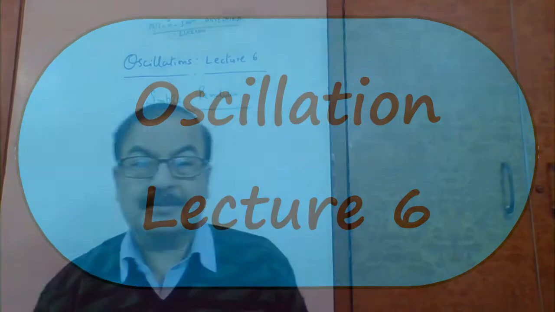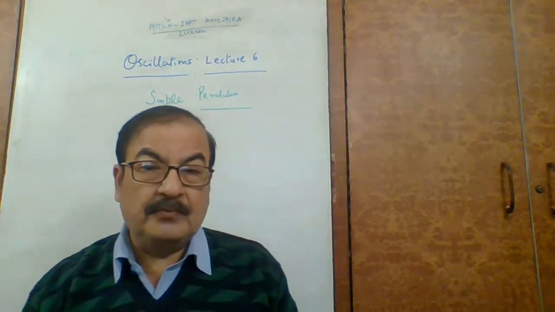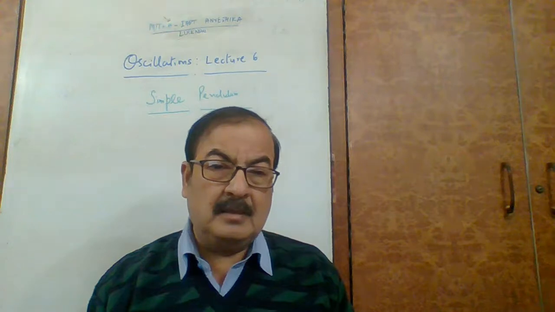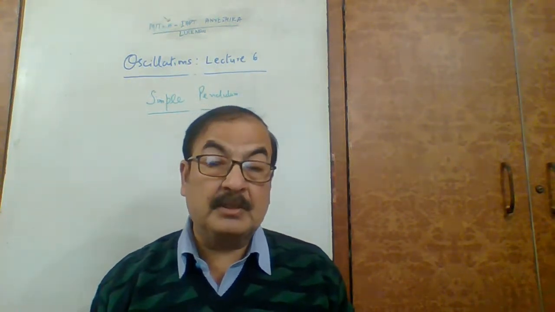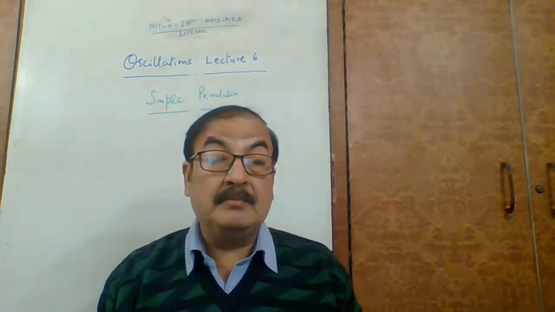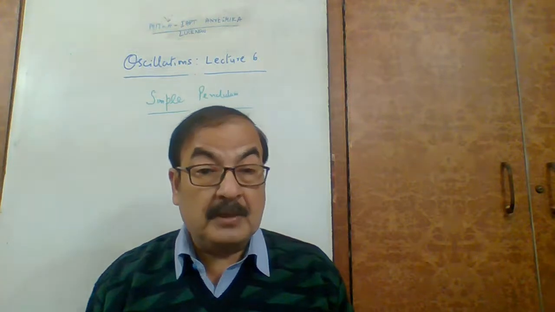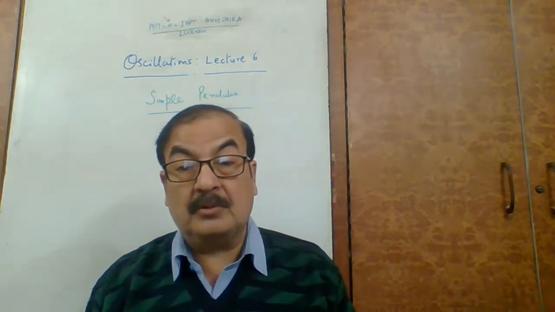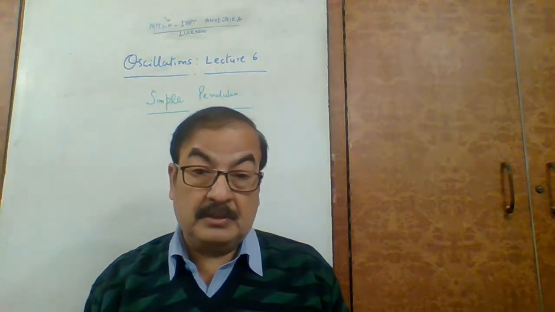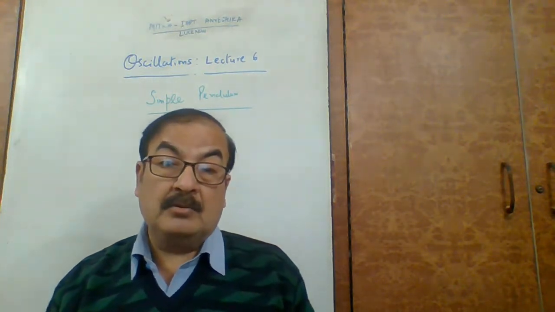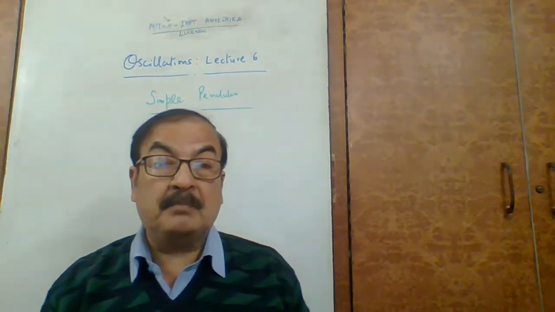Welcome to today's class. Today we have to take oscillation lecture 6. So far we have already studied simple harmonic motion, the equation of simple harmonic motion, the energy of a body which executes simple harmonic motion, graphical representation, and also we have gone through the motion of a spring, vertical as well as horizontal, in both the cases. Now today we have to take the next one that we call the simple pendulum.